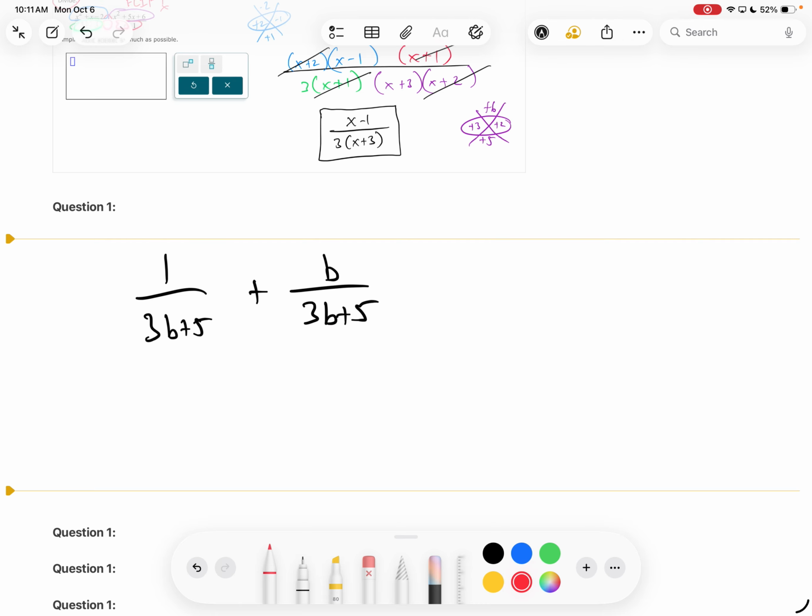Okay, don't miss the easy ones here. I know this one looks hard, but don't miss the easy ones. When you are adding or subtracting, the denominator stays the same. Then all I do is take the numerators and do what they do. 1 plus b is just 1 plus b, and that's it.